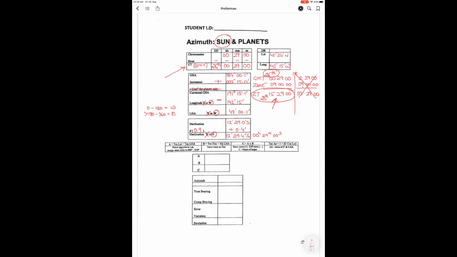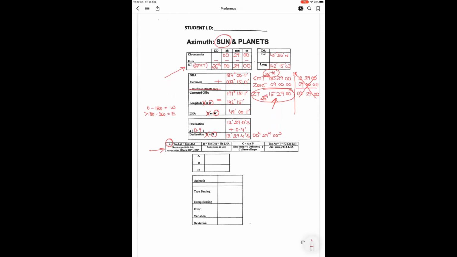Then you keep going. Then what you have to do is find the value of A. Now the formula for finding A is tan lat divided by tan of LHA. And how do you name it? You name it opposite to the latitude, except when your LHA is between 90 and 270. So here, is your LHA between 90 and 270? No, it is 49 degrees, which does not lie between 90 and 270. So that means you will find A and name it opposite to latitude. Your latitude is north, so you will name A south.